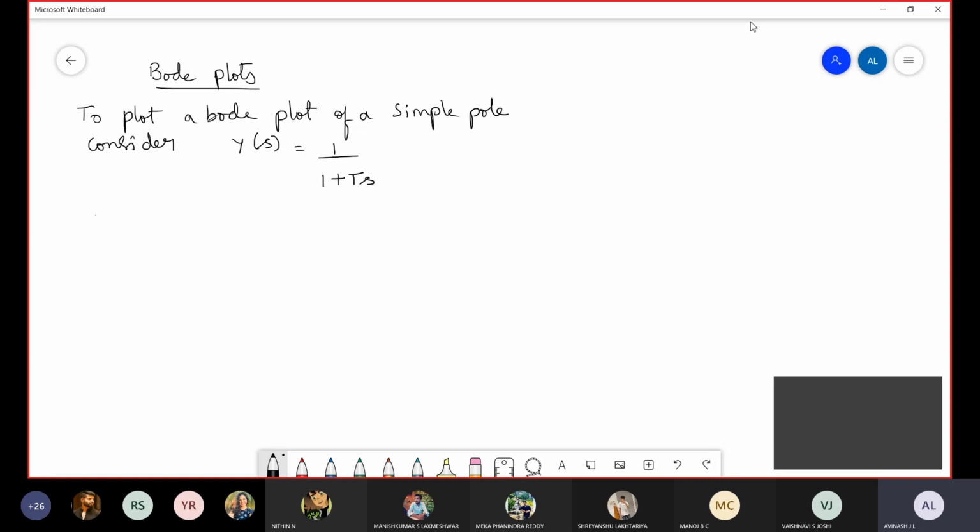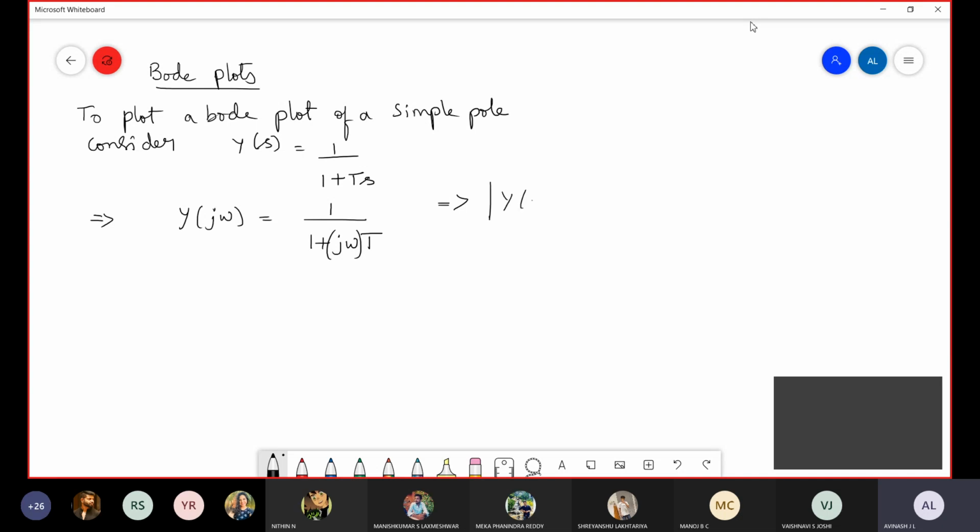Now, the first step is to replace s by j omega. When you replace s by j omega, Y of j omega will be equal to 1 divided by 1 plus j omega into T, or T into j omega. This is what is replaced with j omega. After finding this, you need to find the modulus of it. So what is the modulus value?